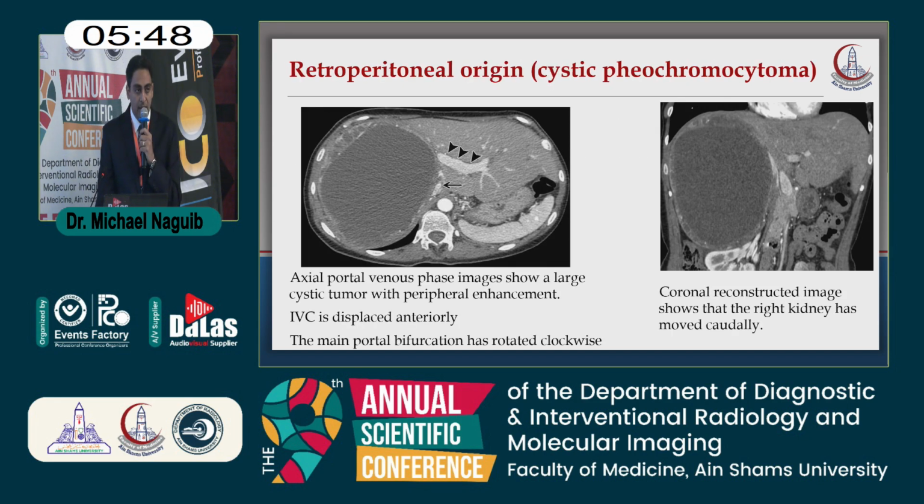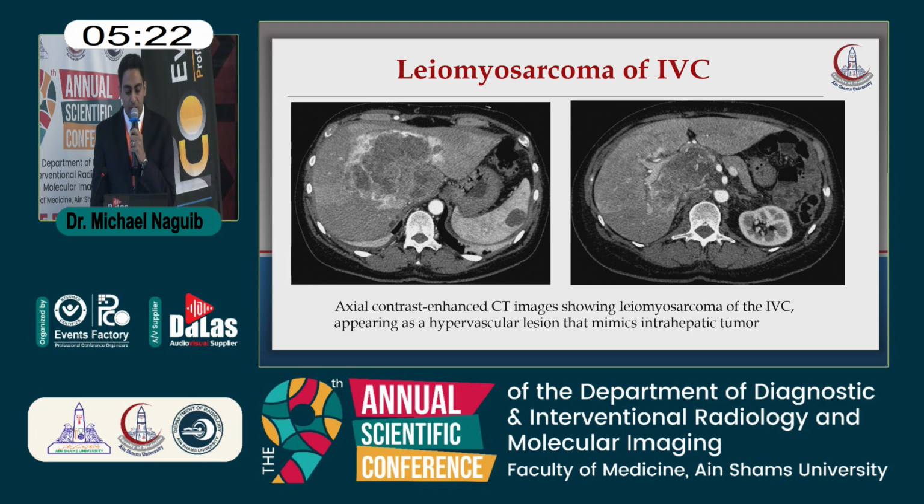Look at this case. In the first image, we see that there is a cystic tumor. Is it intrahepatic or extrahepatic? Look at the IVC, it's displaced anteriorly. The main portal bifurcation has rotated clockwise. And in the second, coronal image, the right kidney has moved caudally. So it's extrahepatic, not intrahepatic. It's of retroperitoneal origin, and this was cystic pheochromocytoma. Also, the center of this lesion is centered on the IVC, and it was leiomyosarcoma of the IVC.